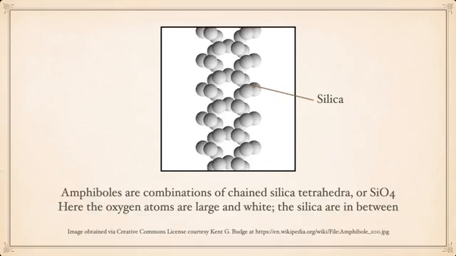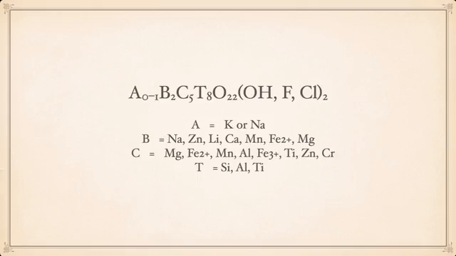But there's obviously a lot more going on in here. I mean, you can't just be chains of silica tetrahedra. There are actually other atoms bonded to this, branching off from the sides. So, well, what other atoms do we have? Turns out there's quite a lot.